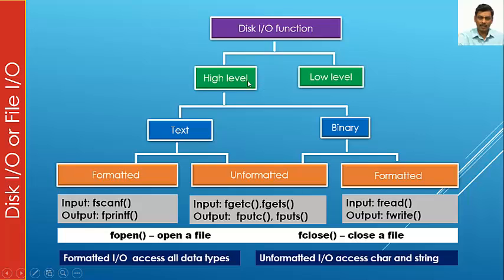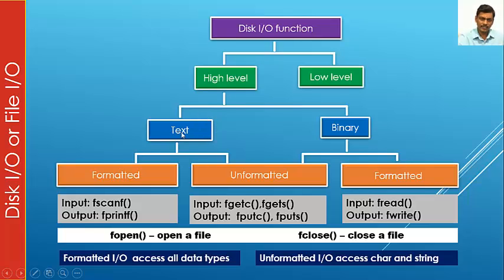The other type is high level. It is closer to the programmer and easy to learn. High level disk IO is suitable for writing application programs. In this chapter we learn about high level disk IO. High level is also classified into two types: text and binary.